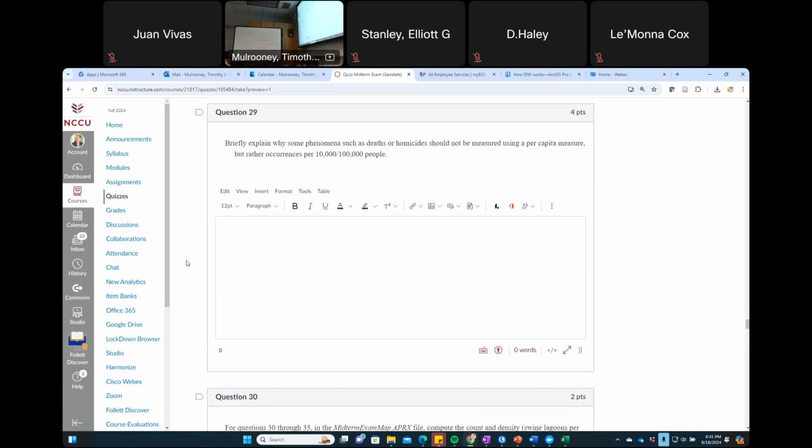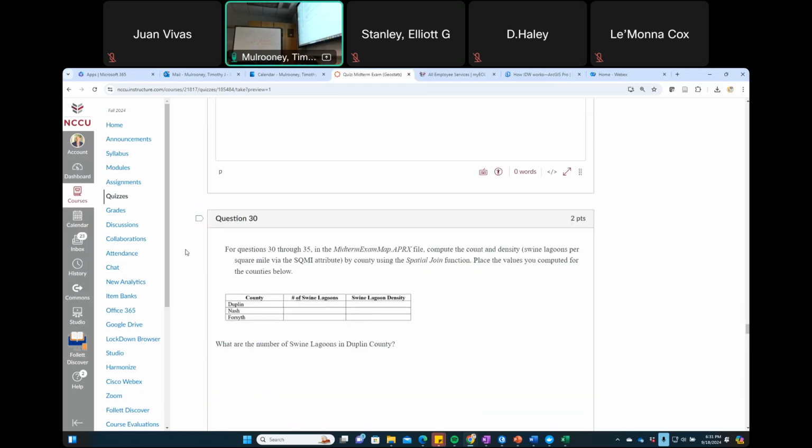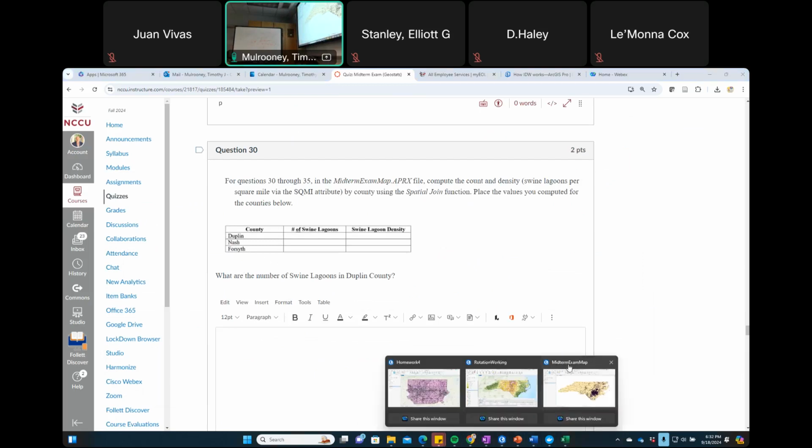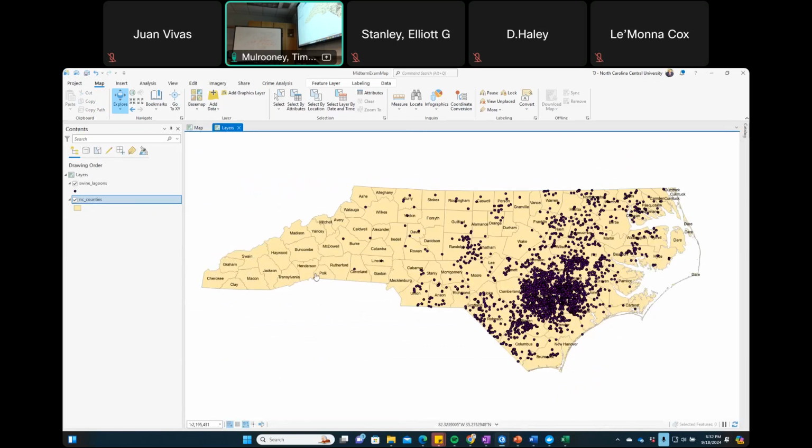Oh, this is from a homework. Okay, we got the APRX file. Calculate, use the spatial join. What are the number of swine lagoons? So all we're going to do is, we got a map right here. Let's run that spatial join.